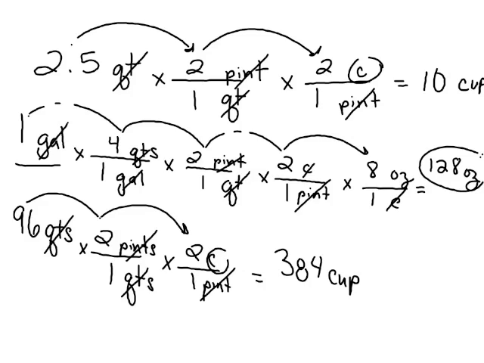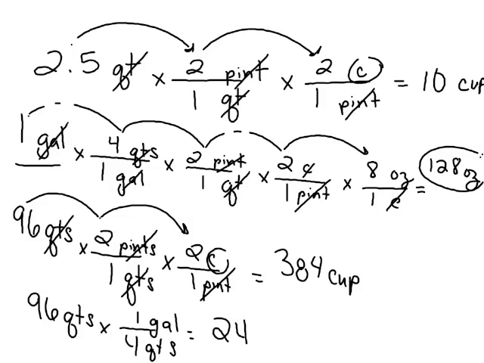3,072 ounces. So you went one step further and went cups to ounces. How many gallons? Okay, so I would have 96 quarts, and then what's the quarts to gallons? 4 to 1. Quarts on the bottom, 1 gallon on the top. 4 quarts on bottom, 1 gallon on top. So 96 divided by 4? 24. So that's 24 gallons of soup.